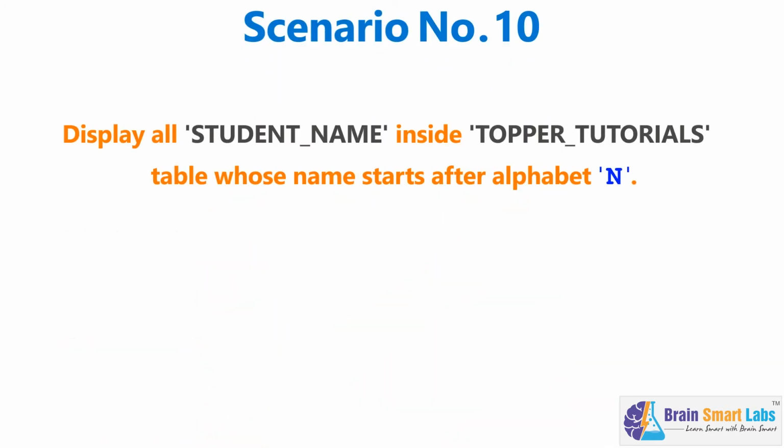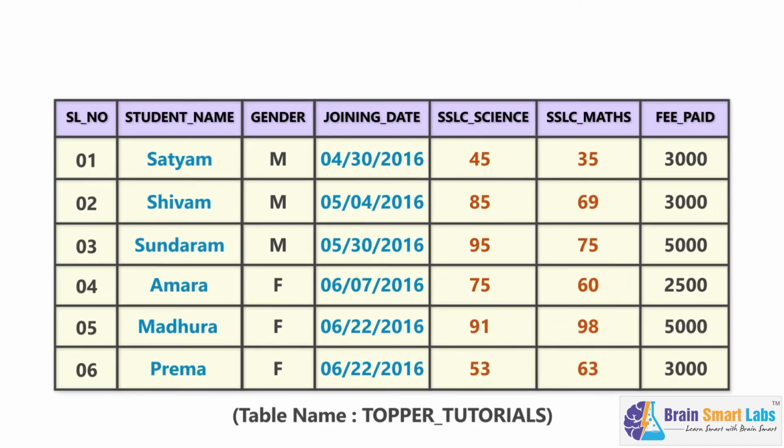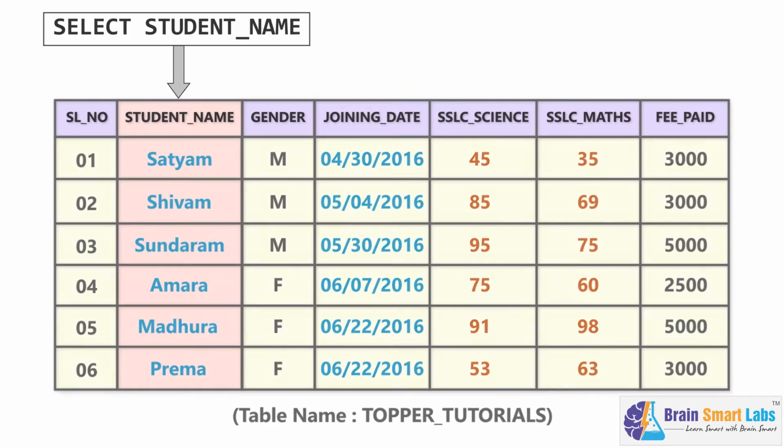Display all student names inside topper tutorials table whose name starts after alphabet N. So if you analyze the given topper tutorials table, they are asking us to display only one column, that is student name. Inside the student name column, they want us to display only specific names whose first letter is starting after alphabet N.